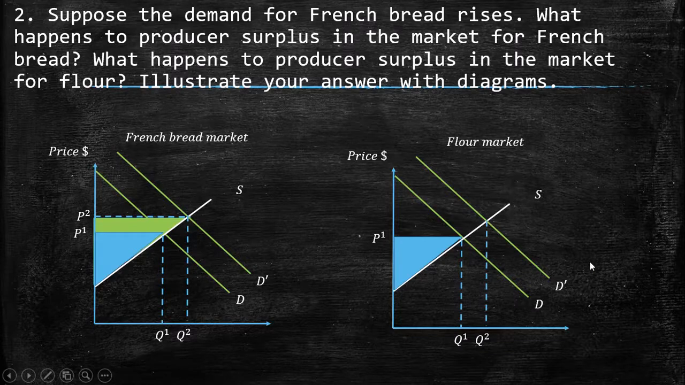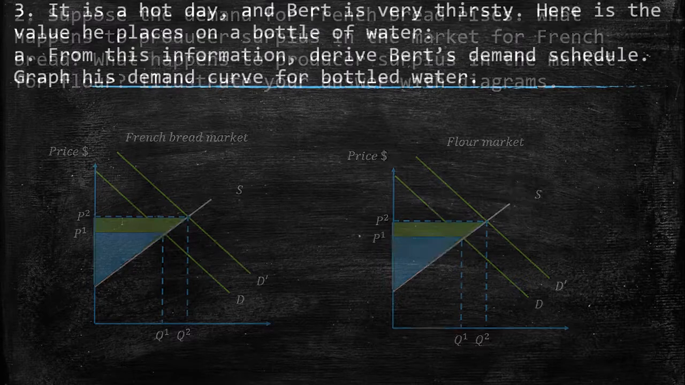So in this case, we see how an increase in the demand for French bread causes an increase in the demand in the flour market as well. So we see an increase in producer surplus in both markets.